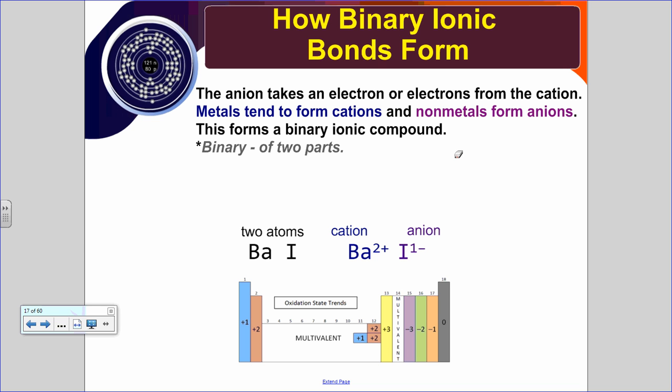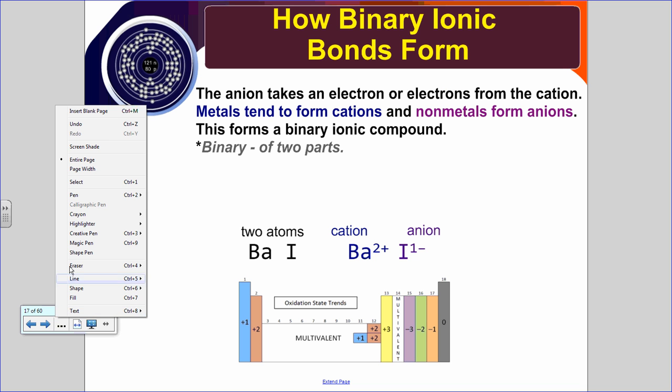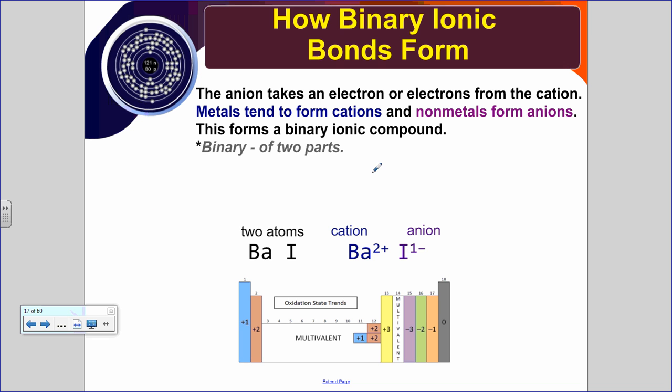Binary ionic compounds are when there's simply one metal and one nonmetal involved in the bond. That doesn't mean there's just one copy of it. It just means that there's just two specific elements involved. The anion takes an electron or electrons from the cation. Metals form cations. Okay. And if you need a handy-dandy way to remember that, there's a lot of them. The one that my high school chemistry teacher taught me still works.